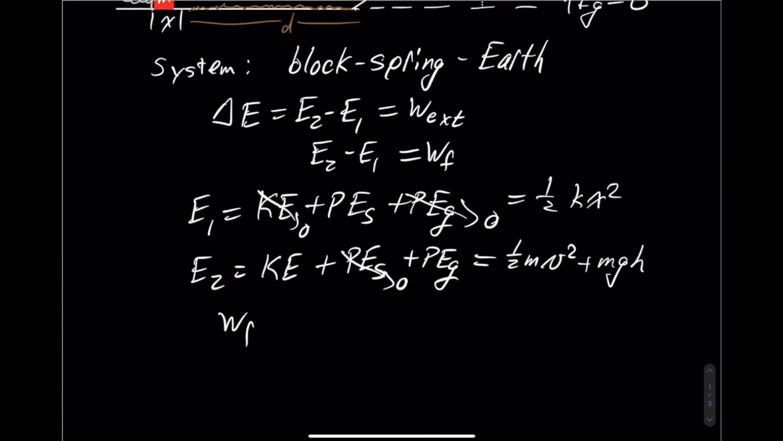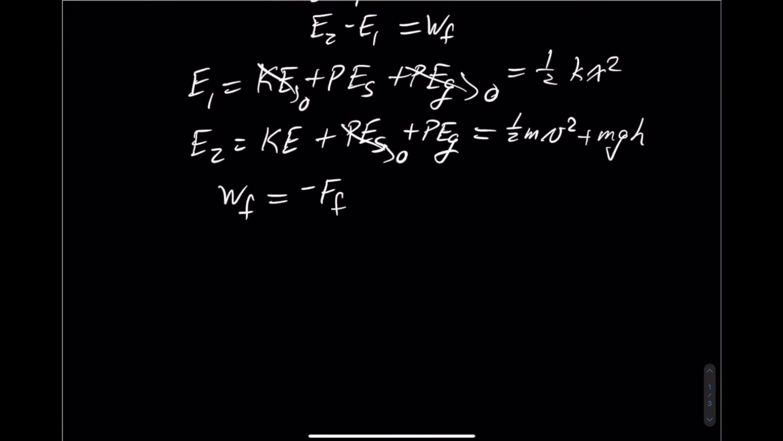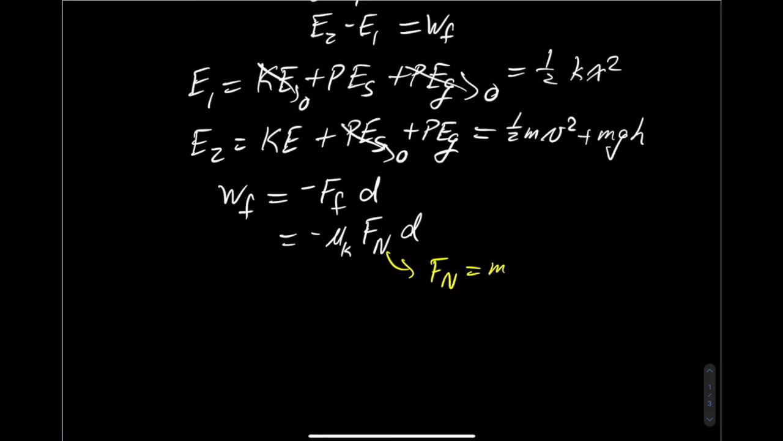Finally, we have the work done by friction. We know that's always negative, so that's equal to the negative force of friction times the displacement. And the force of friction is going to be mu sub k times the normal force times the displacement. In this case, because the surface is horizontal and there are no other vertical forces acting, we know that the normal force balances out the force of gravity. So in this case, Fn is going to be equal to mg. So the work done by friction is equal to negative mu sub k times mg times the displacement.